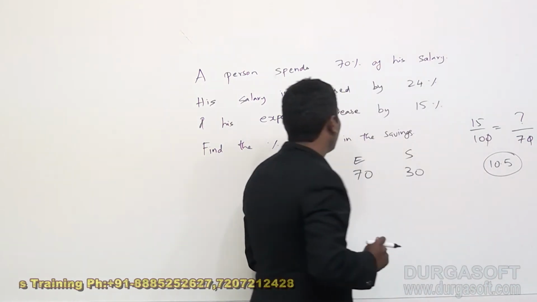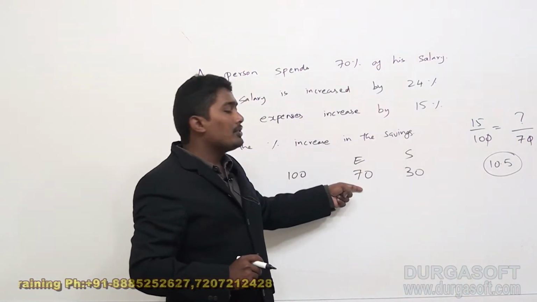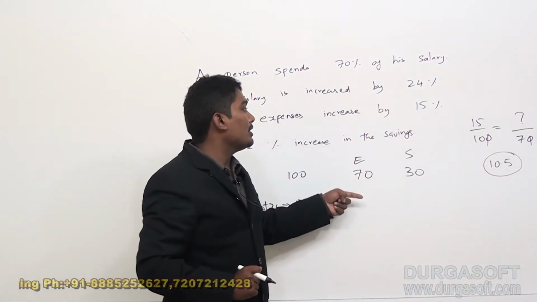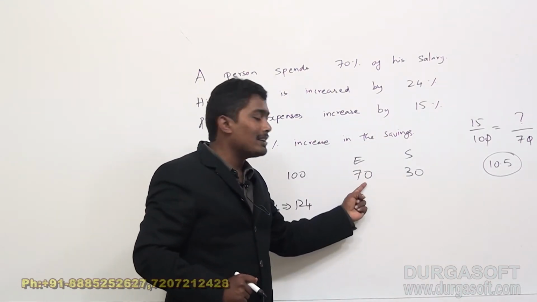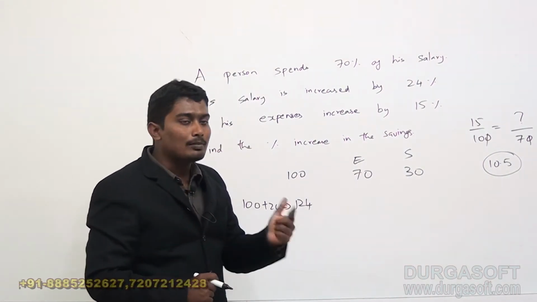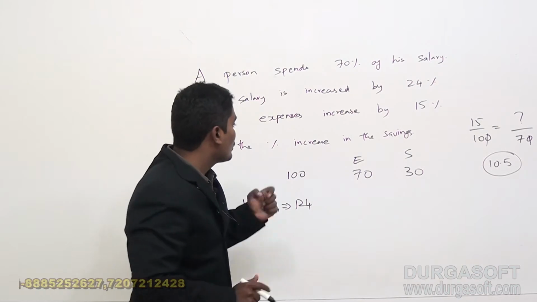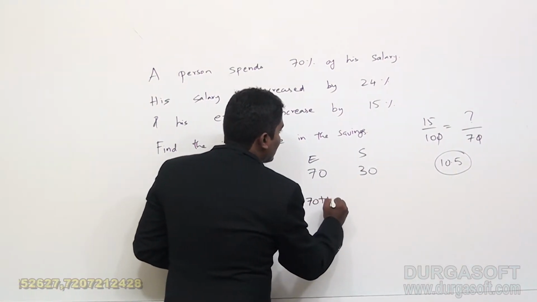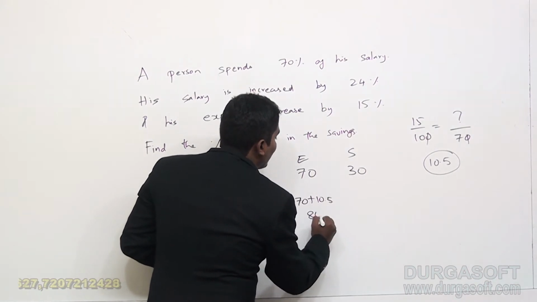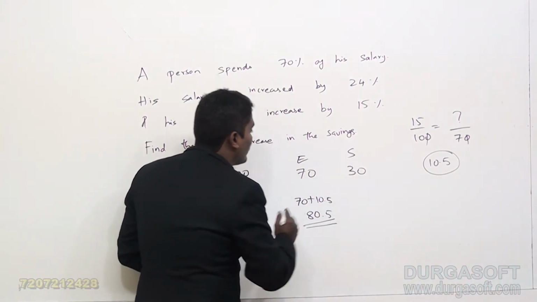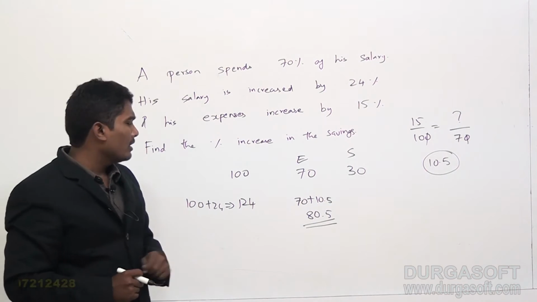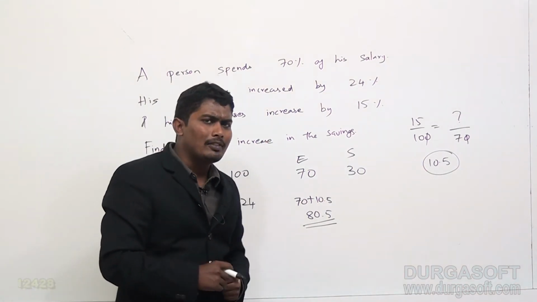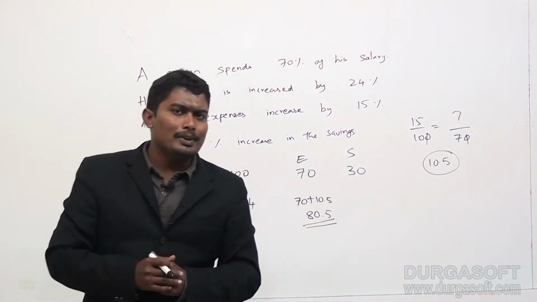In other words, I need to find 15% of 70. 10% of 70 is 7, 5% is 3.5. The sum of both will be 10.5. So his new expense will be 70 plus 10.5, which is 80.5. Now what will be his latest savings after the increase in salary?